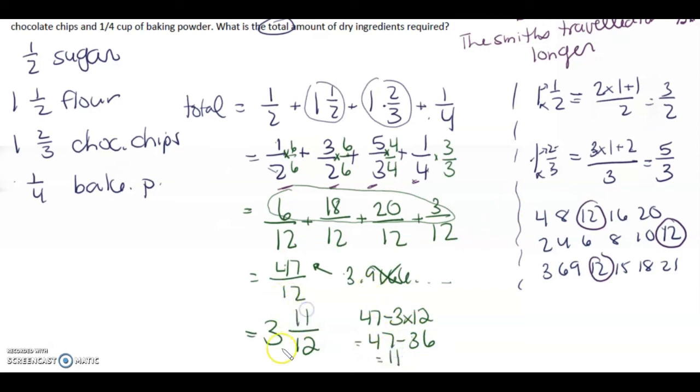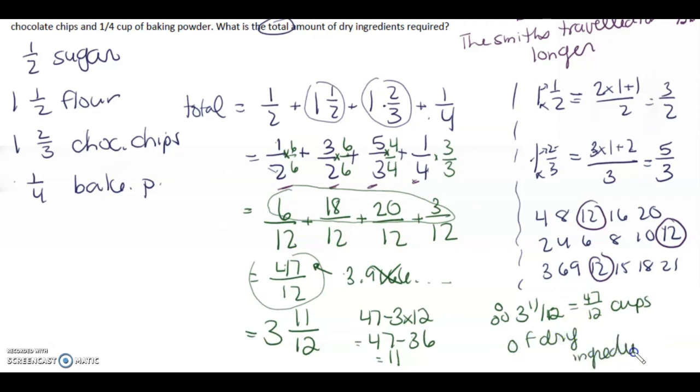So 3 and 11/12 cups of dry ingredients are required. So therefore, 3 and 11/12. But if you're going to be lazy, you can also just leave it as 47 over 12 cups of dry ingredients are required.